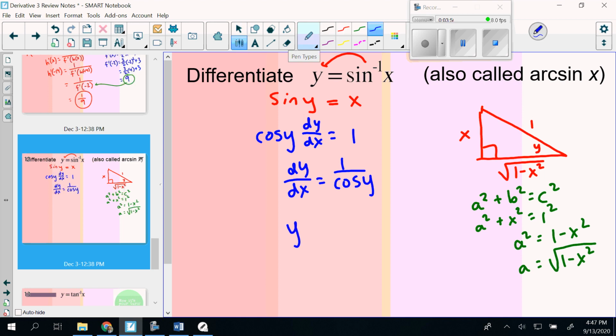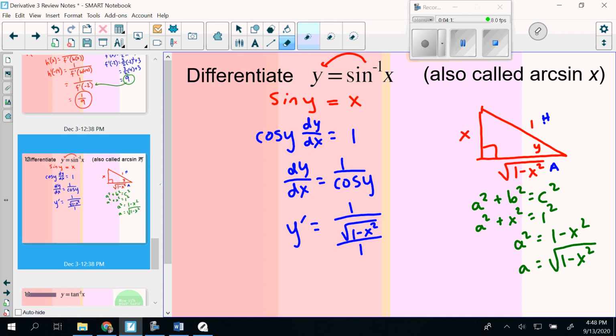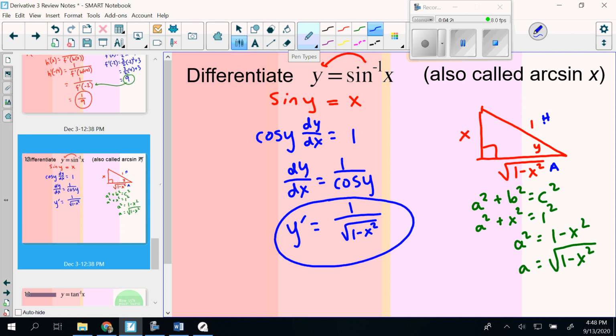Our derivative is equal to 1 over cosine of y. What would cosine of y be equal to here? Well, cosine uses the adjacent side over the hypotenuse. And so if we wrote that out, that would be the square root of 1 minus x squared over 1. Well, we don't need to write that over 1 part because anything over 1 is just itself. So our derivative then is this. The derivative of inverse sine ends up being 1 over the square root of 1 minus x squared.